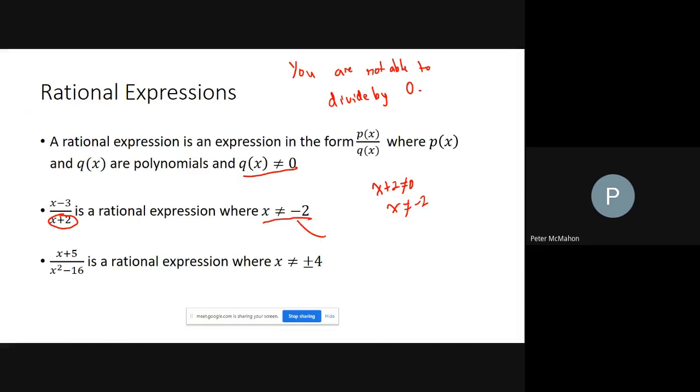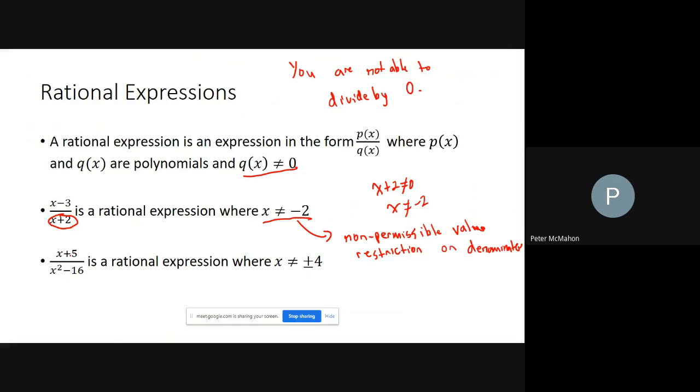We may call this a non-permissible value. We may say this is a restriction on the denominator. It's another thing you may say. Okay, so we call it a non-permissible value or restriction on the denominator.